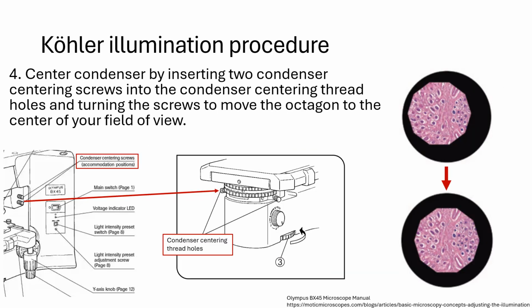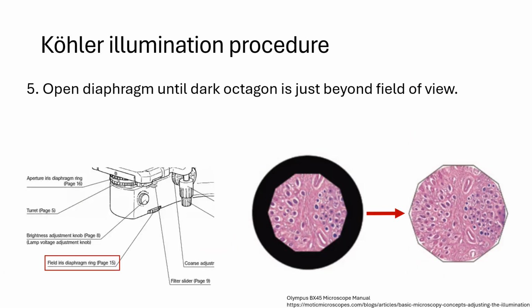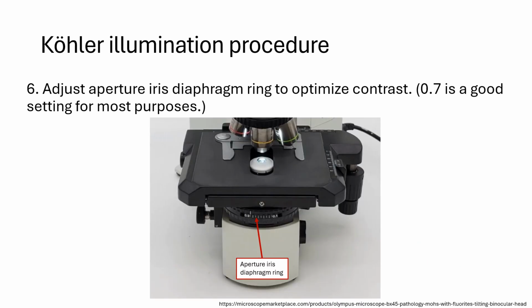Then center the condenser using the 2 condenser centering screws to bring the octagon centrally into your field of view. And now open the field aperture until the dark octagon is just beyond the field of view. And lastly, you can adjust the aperture iris diaphragm ring to optimize the contrast of the image. As we mentioned earlier, 0.7 is a good setting for most purposes.